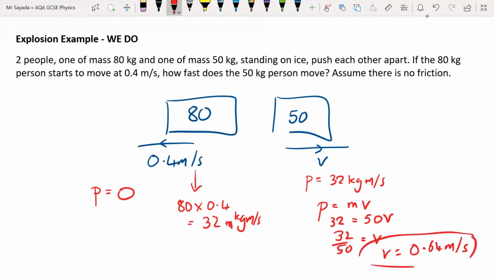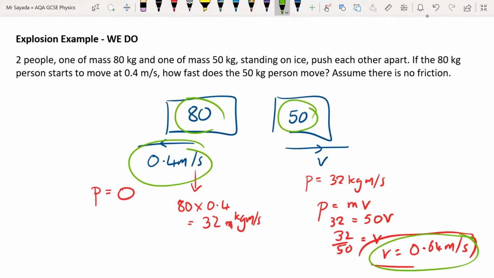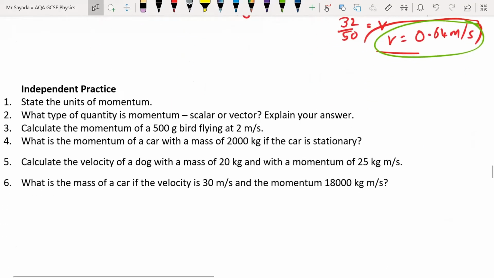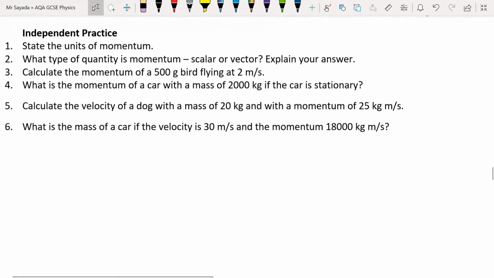And again, notice the heavier mass, smaller velocity, the smaller mass, bigger velocity. So that when you multiply mass and velocity, you get the same answer for each. They should each have a momentum of the same magnitude, just opposite directions. You're going to do some independent practice now. Pause the video to do these questions, press play once you've done them.